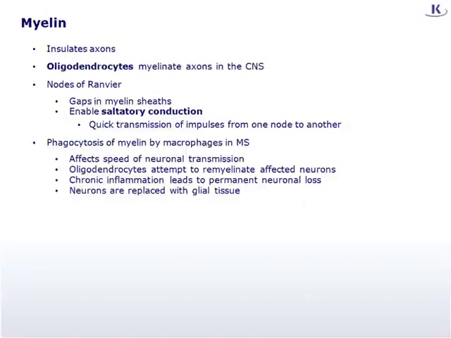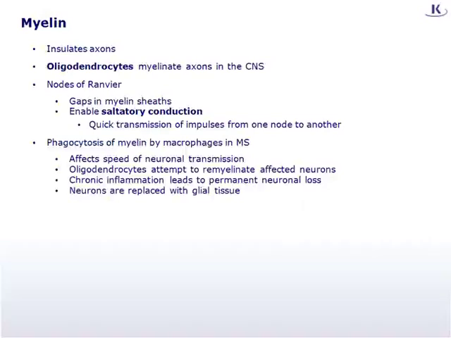Oligodendrocytes are glial cells, which myelinate axons in the central nervous system. Gaps in the myelin sheaths, known as nodes of Ranvier, enable saltatory conduction of impulses. Saltatory conduction is characterized by quick transmission of an impulse from one node to another without depolarizing the intervening myelin portion of the axon. In multiple sclerosis, the autoimmune inflammatory response leads to phagocytosis of myelin by macrophages.